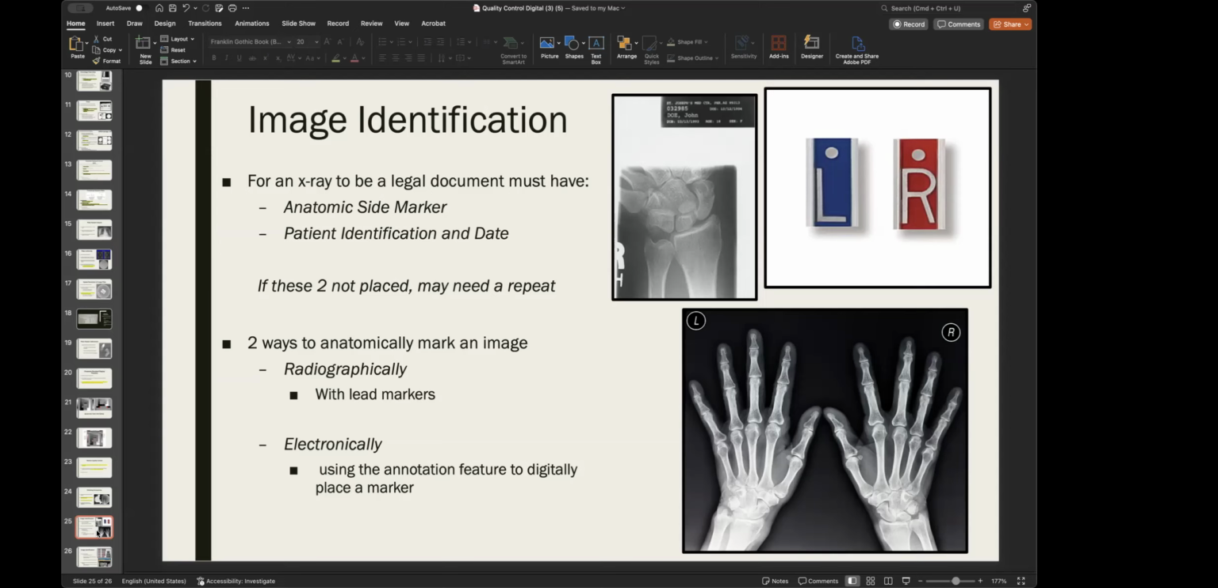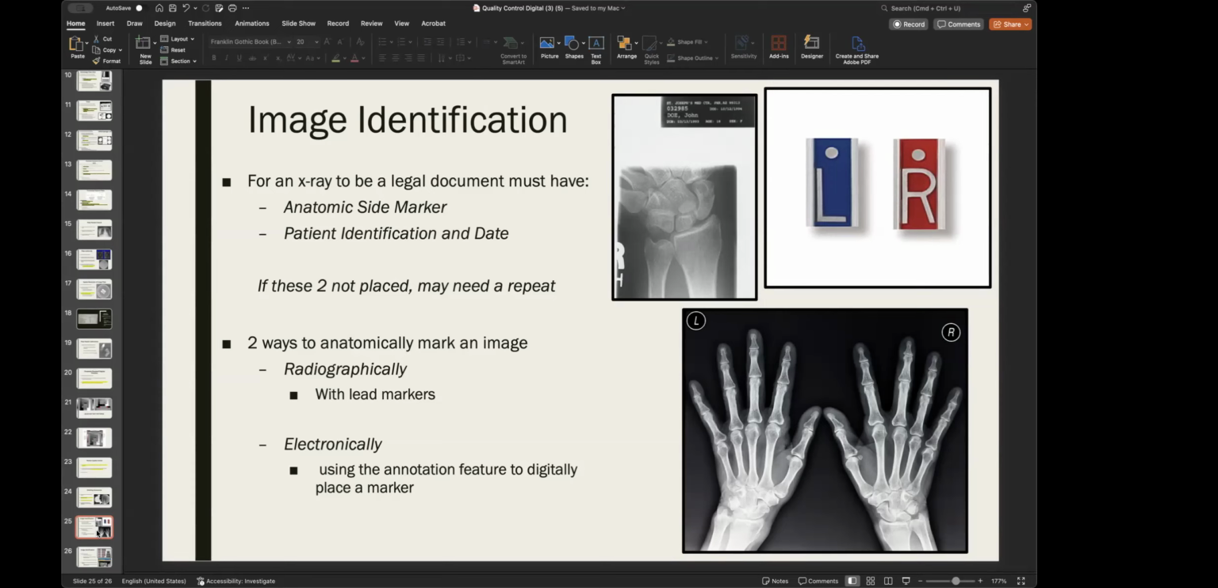So if you place a digital marker and then go chop off somebody's hand, right, or amputate a wrong leg, who's liable, right, if you put an electronic marker on? Okay, so if you put a lead marker, it can only be changed at that point in time, and so that makes it more legal. And so that's what we're looking at with lead markers. Is very important.